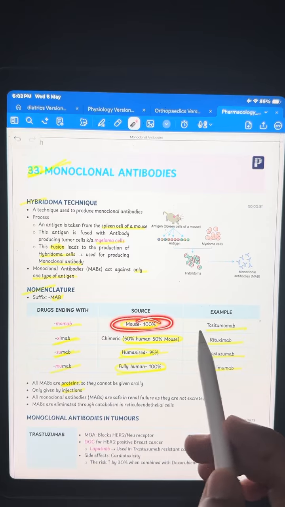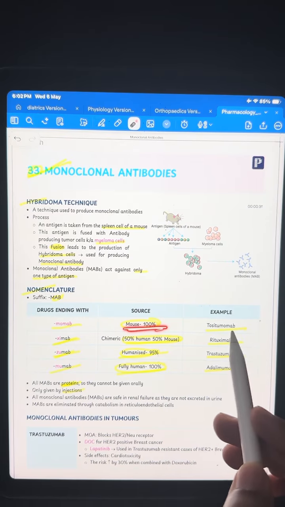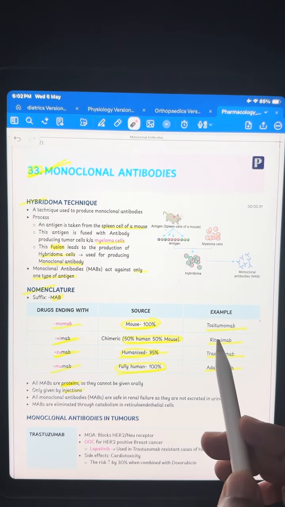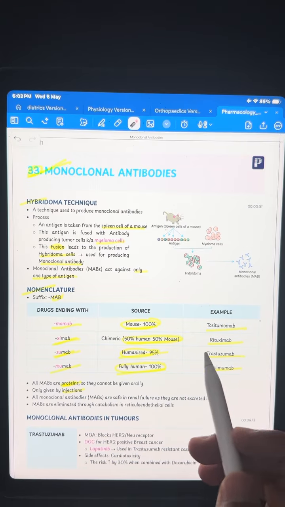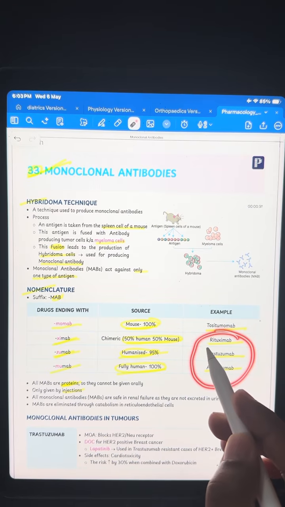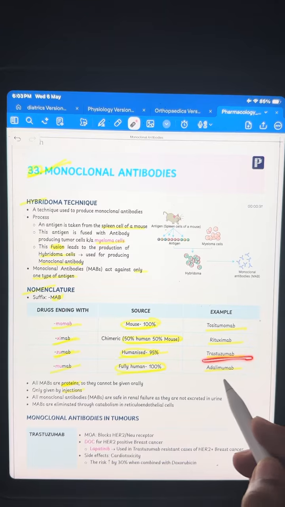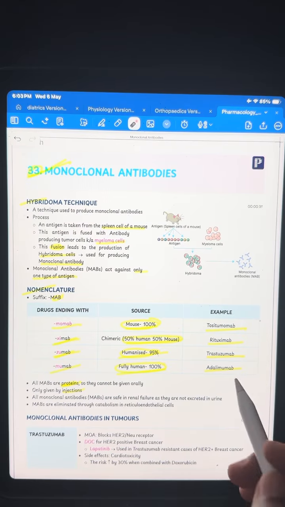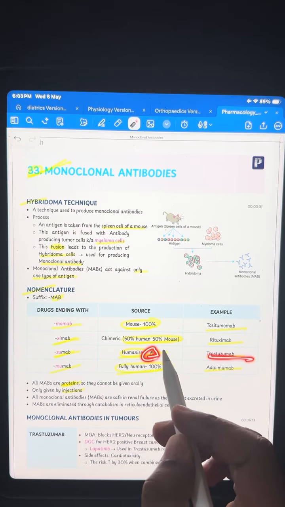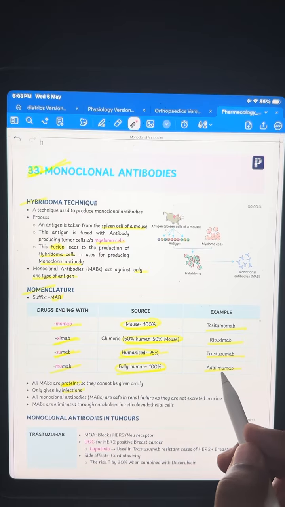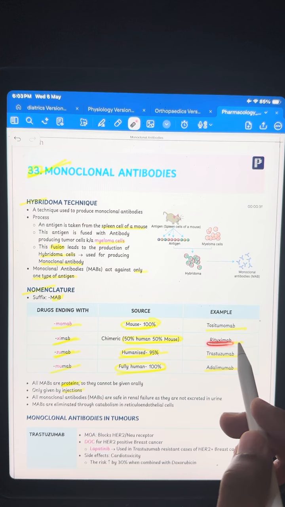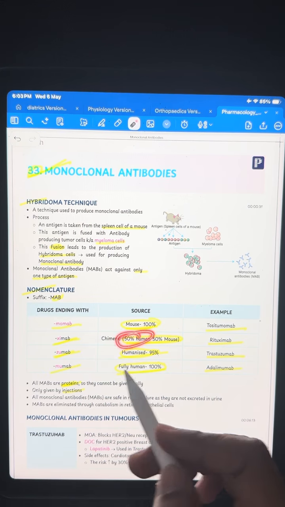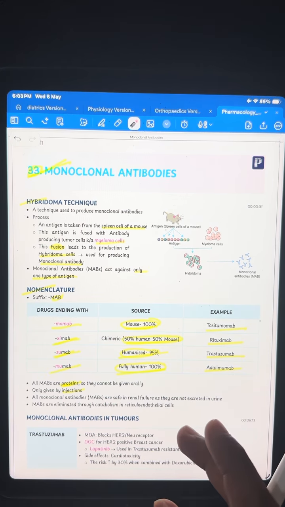And this 100% mouse source is tocilizumab, which is not used regularly. These three you must have heard: rituximab, trastuzumab, and adalimumab. This jumab means 95% human. Mumab means 100% human, and gmab is 50% human. Okay, I hope it is clear.